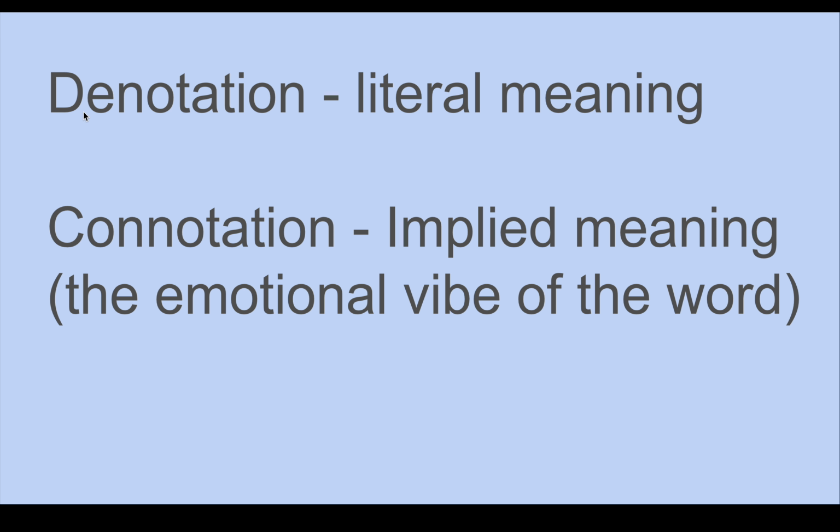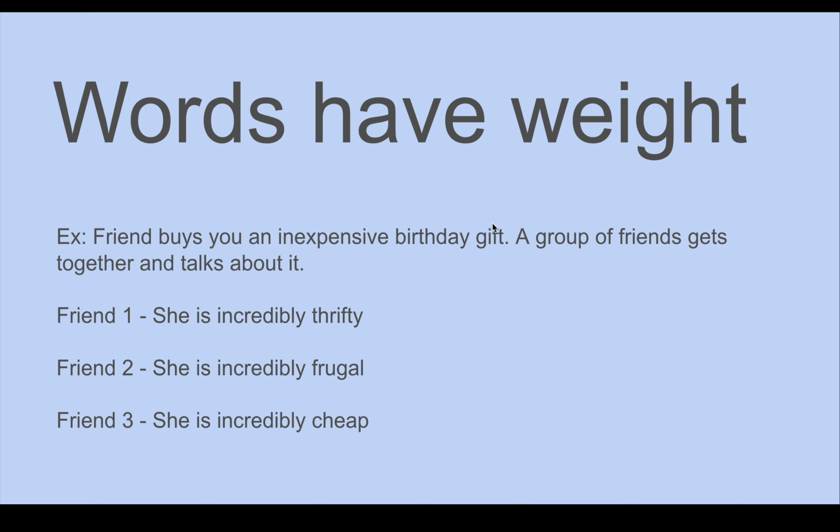So just know that words have a denotation and words have a connotation. In literature, we are usually dealing with the connotation, right? Because we want to look at implications, we want to see the subtext and read between the lines. So words have weight. Just remember that. Words have weight. Here's an example. Let's say a friend buys you a very inexpensive birthday gift, right? And they intended it to be a good birthday gift, right? But it's very inexpensive. And then another day, a group of your friends is with you and is talking about it. One of your friends describes it as, wow, she's just incredibly thrifty.